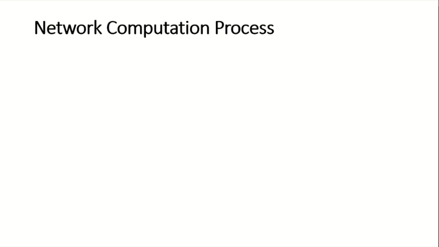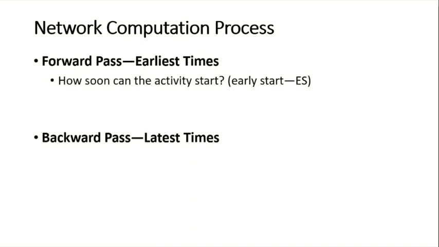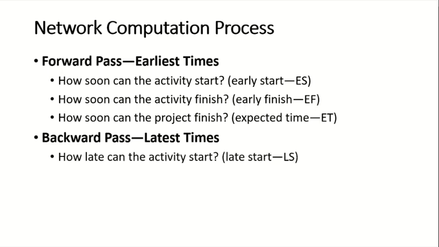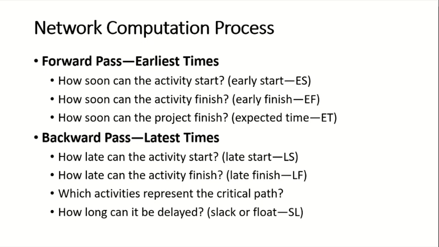Drawing the project network places the activities in the right sequence for computing their start and finish times. We will follow a process known as the forward and backward pass. Completion of the forward pass will answer questions related to earliest times, such as early start, early finish, and project expected time or project duration. On the other hand, the backward pass will answer questions concerning latest times, such as late start, late finish, critical path, and slack times of activities.